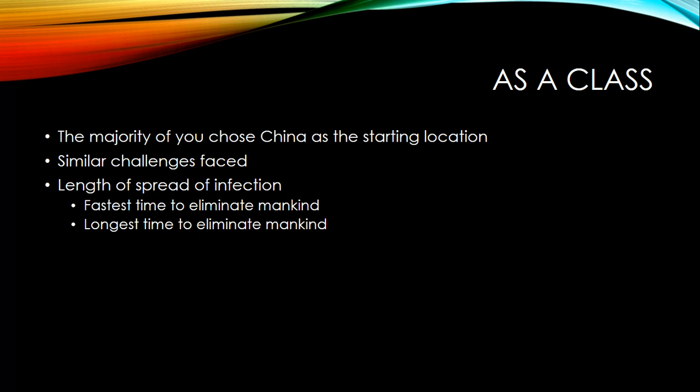And just for your information's sake, the fastest time it took for one of you to eradicate mankind was 371 days, so just over a year. And the longest amount of time it took one of you was 961 days, or just under 3 years. So as you can see, your starting location matters, the type of infection matters, and how it spreads matters.